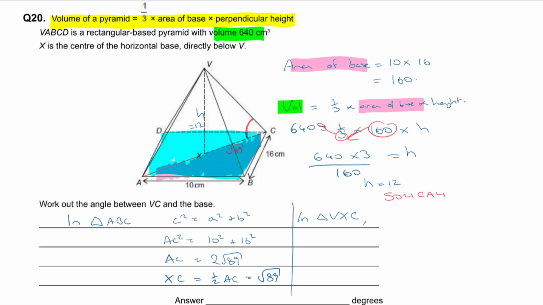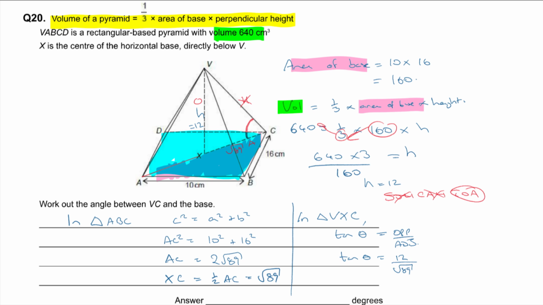SOHCAHTOA. Which one am I going to use here? Well, the angle I want to find is down there. So this is the adjacent and this is the opposite, isn't it? So H I don't really care about so much. So no SO, no CA, it's the TOA one that I'm after. So tan theta is equal to the opposite over the adjacent. So tan theta is equal to 12, which is the opposite, over the root of 89, which is the adjacent.